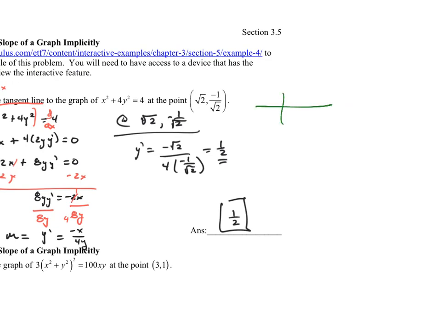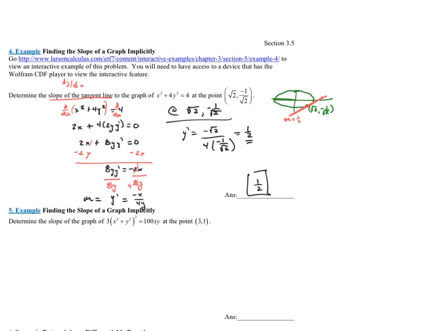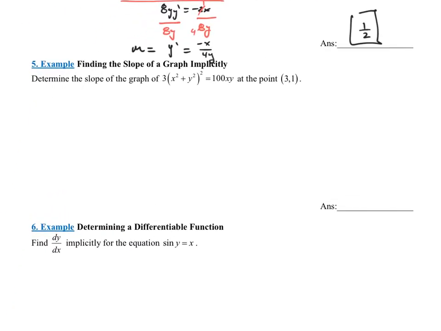Graph it on Desmos. The ellipse looks something like this right here. And what we just did is we found, here's the point, root 2, -1 over root 2. What we just did is found the slope of this tangent line right here. The slope of that line is 1/2. So kind of cool to see what we're doing now for more complicated equations, not just functions. Let's look at example 5.